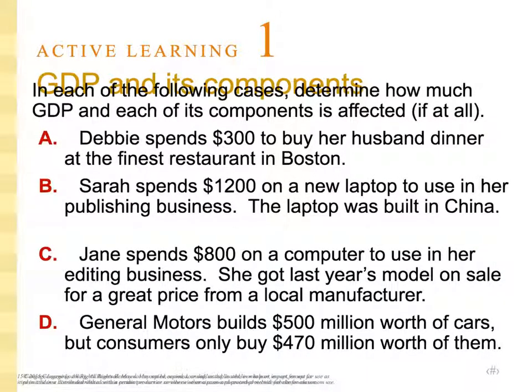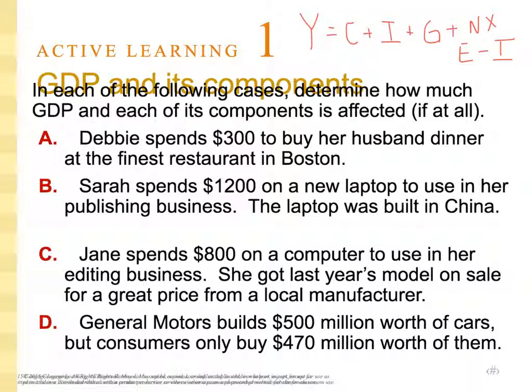Okay, let's try our hand at this idea, and I'm just going to go ahead and write up the GDP equation up here, and we'll take each one and see what we think is going to happen. So again, GDP is equal to consumption plus investment plus government expenditures plus net exports, and net exports being exports minus imports. Okay? So here we have our first question. Debbie spends $300 to buy her husband dinner at the finest restaurants. So let's think about which component would be affected and then what would happen to GDP overall.